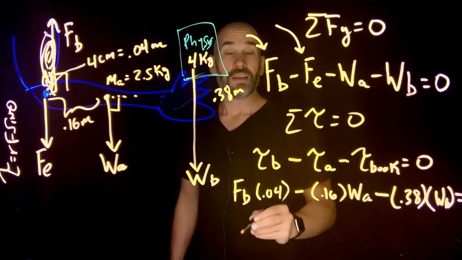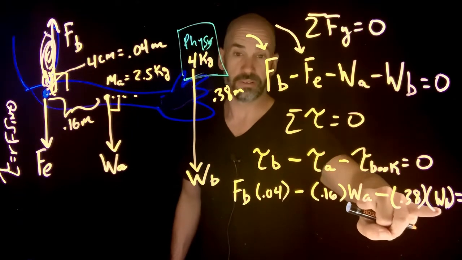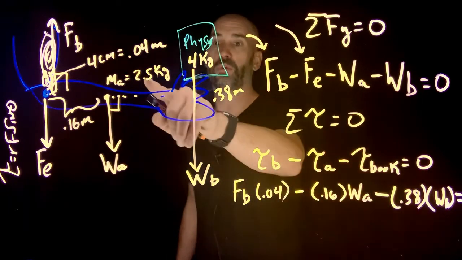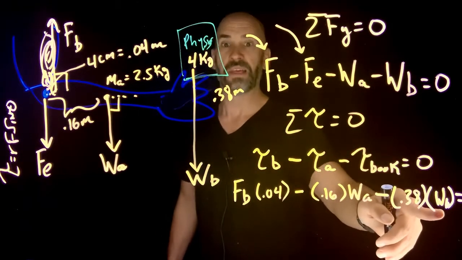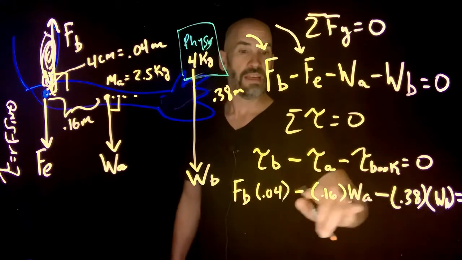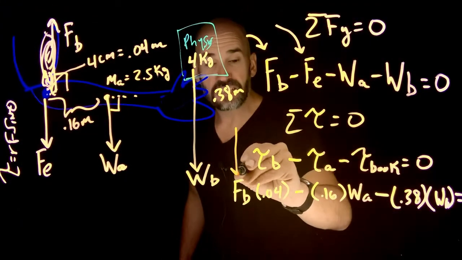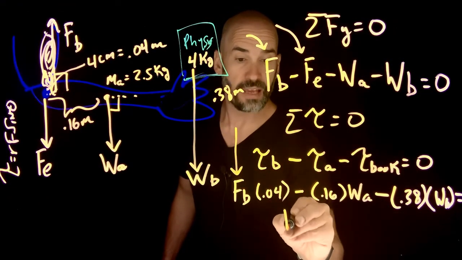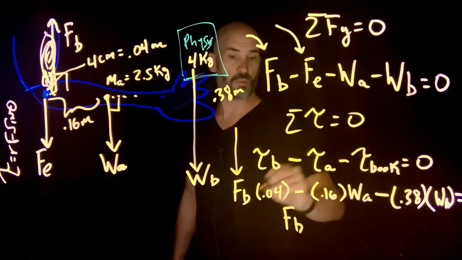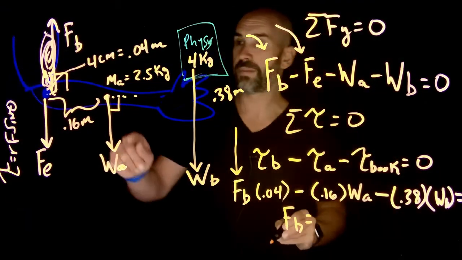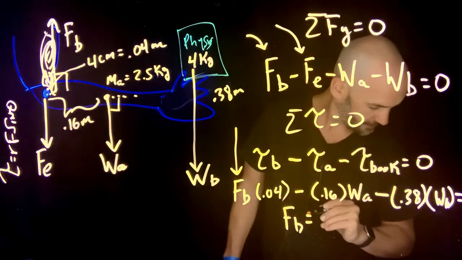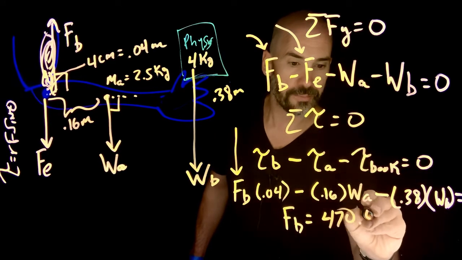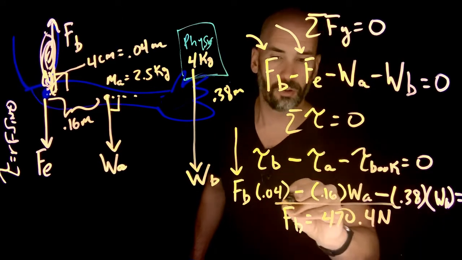Pretty cool. We can just go ahead and calculate those. In fact, I encourage you to go ahead and calculate them on your own. So weight of the arm is 2.5 times 9.8. Weight of the book is 4 times 9.8. Sub that in. We can easily then just solve for the force of the bicep. So if I put in my weight of the arm and my weight of the book, the force that the bicep has to apply is, I get 470.4 newtons. Dang, pretty cool.